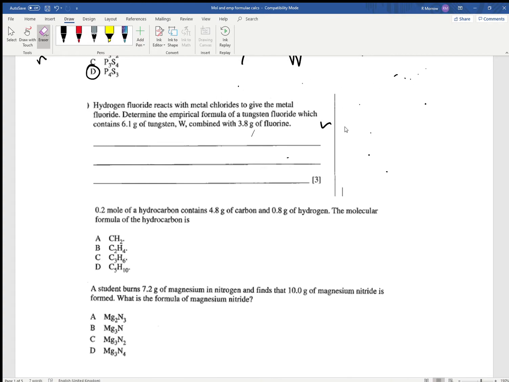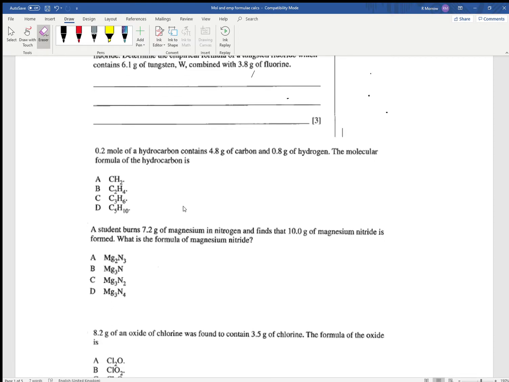Let's go down to here. So this is a bit of a tricky one. We need to be a little bit careful here because it says first of all that we've got 0.2 moles of the hydrocarbon. Now really what we want is the mass in one particular mole, but we'll have a look at what they're asking us here first of all.